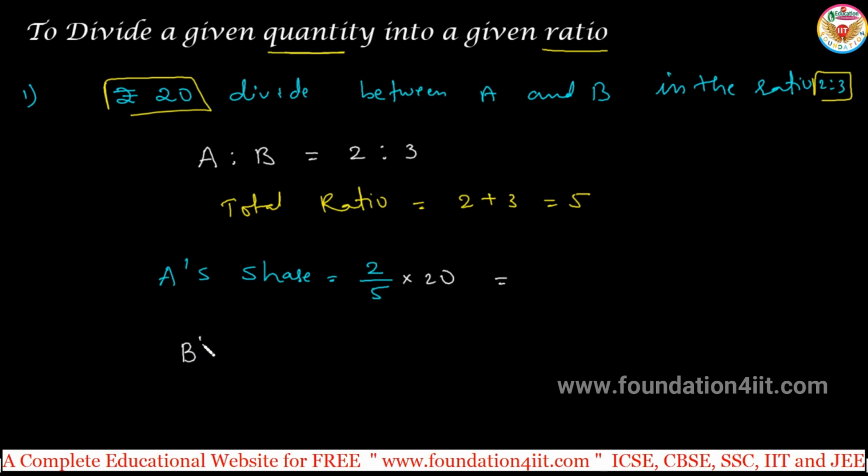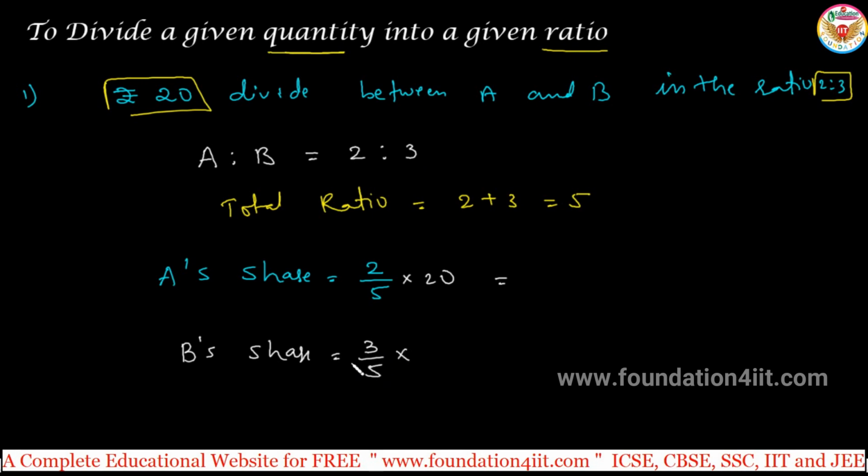In the same way, B's share. So B's ratio is 3 out of 5. This is the part of the ratio. And the total is 20. 20 should be divided in the ratio 3 is to 5. 3 by 5 into 20.